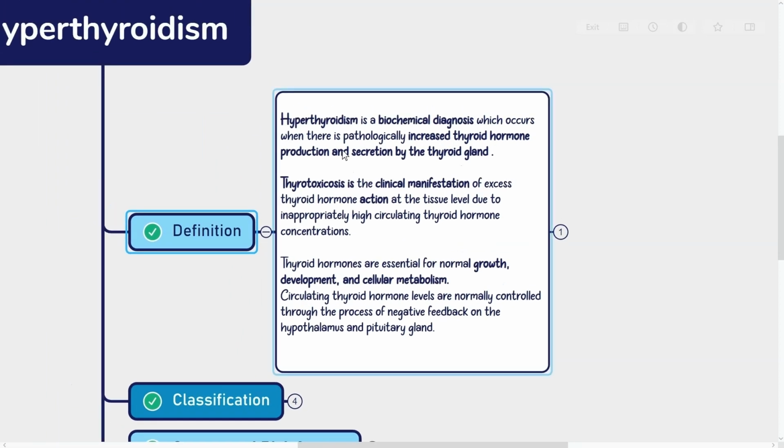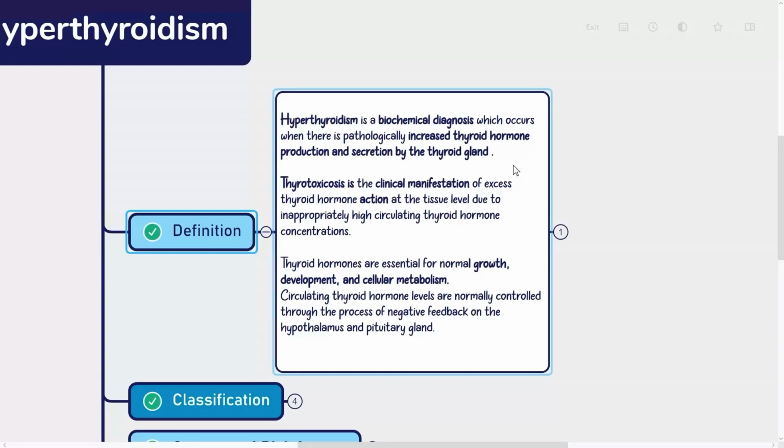Hyperthyroidism is a biochemical diagnosis which occurs when there is pathologically increased thyroid hormone production and secretion by the thyroid gland. Thyrotoxicosis is the clinical manifestation of excess thyroid hormone action at the tissue level due to inappropriately high circulating thyroid hormone concentrations. Thyroid hormones are essential for normal growth, development, and cellular metabolism.